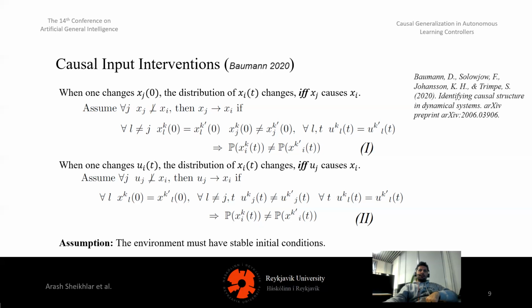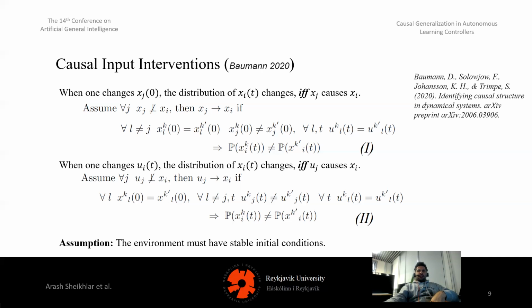We have to take note that here the controller must steer the agent to initial conditions to start a causal discovery process. And for the causal input interventions, we have to have this assumption that the environment must have stable initial conditions so that the causal interventions give us correct results. So the agent must look for stable initial conditions in the observation space before starting its causal interventions.